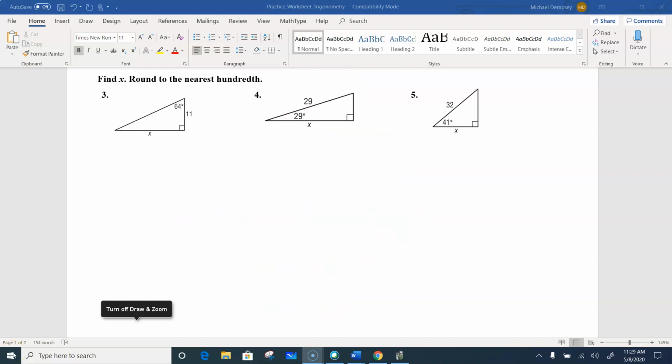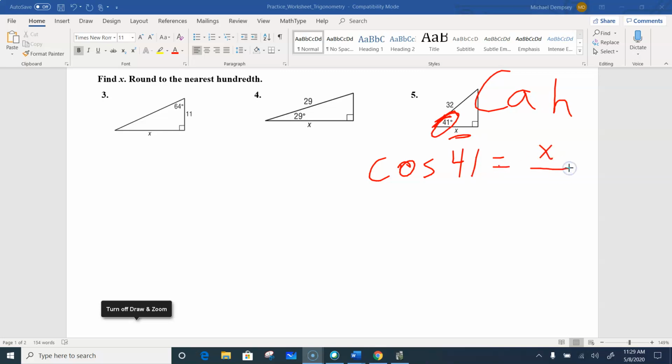And the last one here, let's look at where our angle is. It's 41, right here. We're looking for x, which is adjacent to it, and we also have the hypotenuse. So it looks like we're dealing with a similar situation to what we just had, with the adjacent side and the hypotenuse to that angle. So we're going to want to use cosine. So I'm going to take the cosine of 41, and I set that equal to the adjacent side, which is x, over the hypotenuse, which is 32.